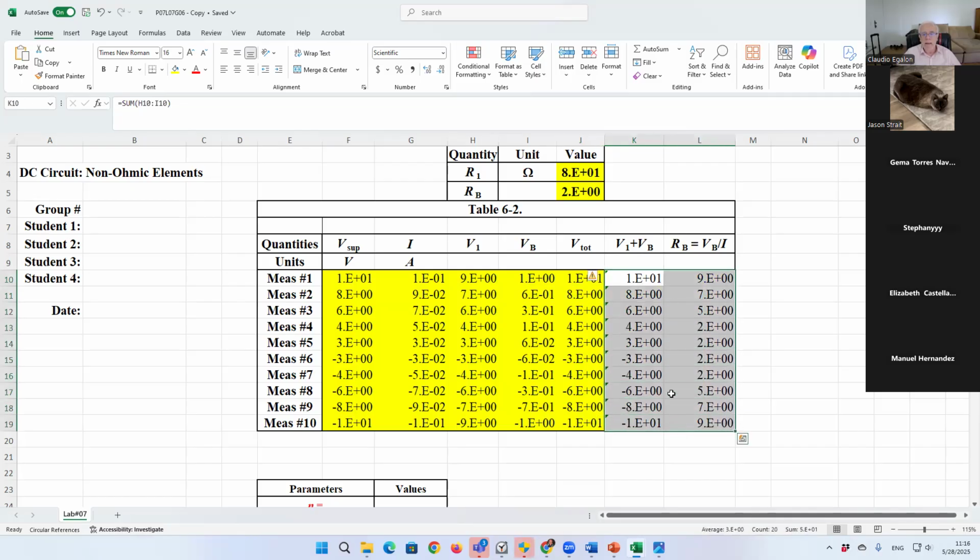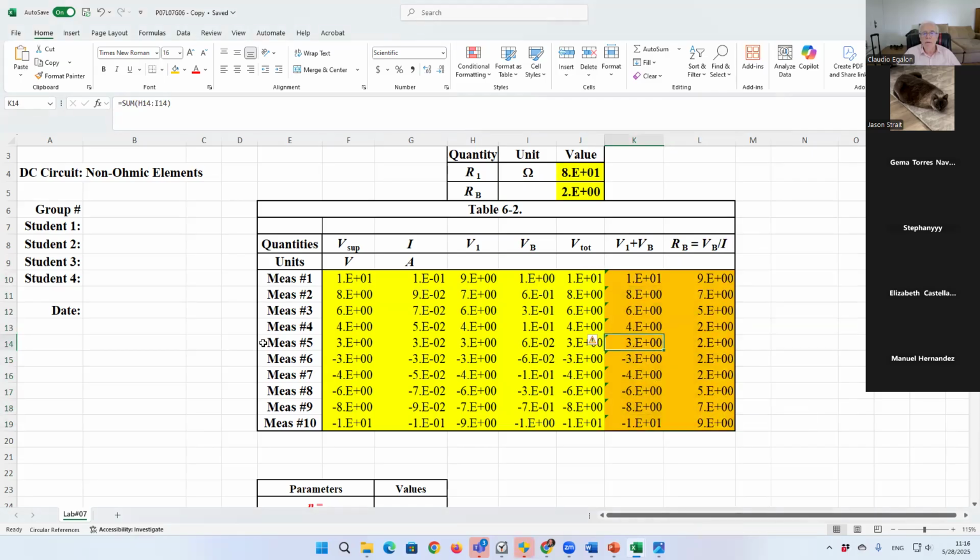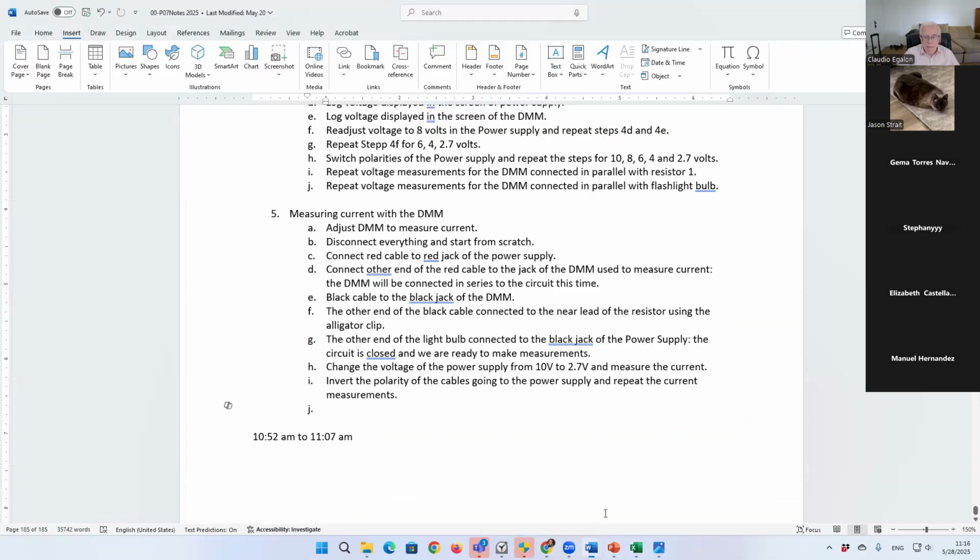And let's highlight it with, which color am I going to use? Okay, orange color. To distinguish actual measurements from the results. And then what you're going to do? We're done with the experimental part. Now we will analyze the data.